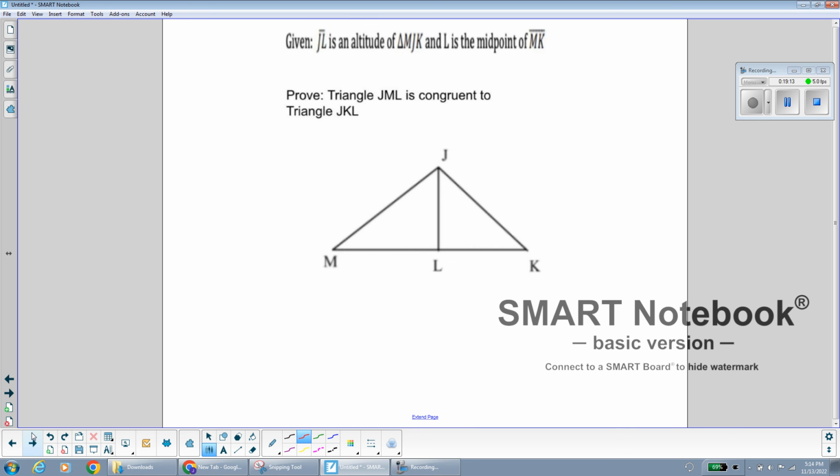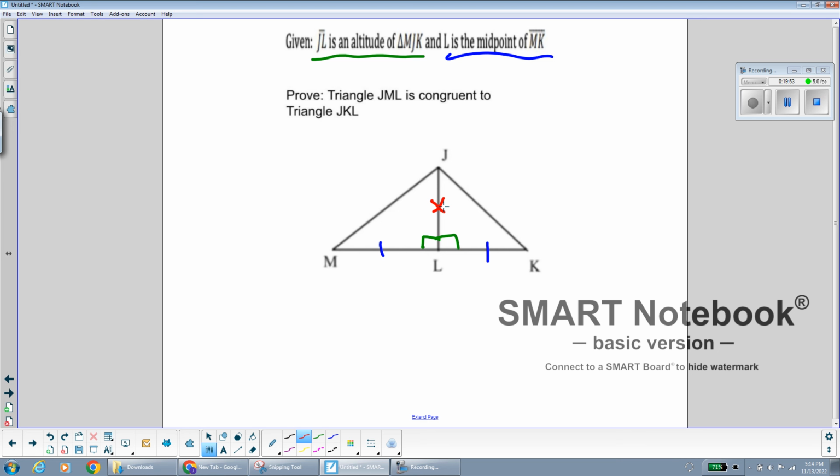Okay, let's take a look. We have a proof over here. So we know that JL is an altitude of triangle MJK. If it's an altitude, that means it's a perpendicular line to the side of the triangle, which means it forms right angles with the side of the triangle. Perpendicular lines form right angles. L is the midpoint of MK. So it cuts the side MK into two congruent parts. We need to prove that triangle JML is congruent to triangle JKL. I also notice the shared side over here.